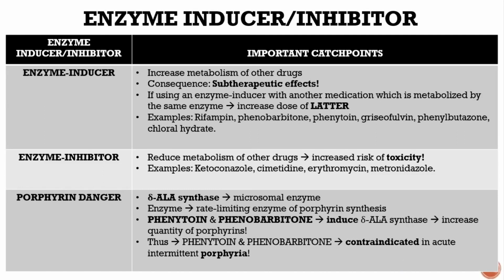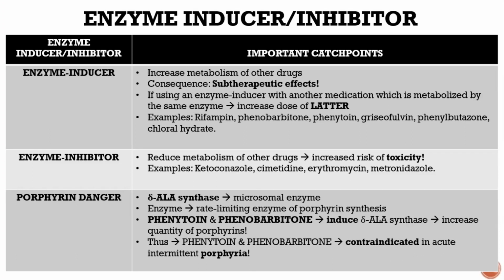So the examples of enzyme inducers are rifampin, which is an anti-tubercular agent, phenobarbital, which is a sedative hypnotic and also used as an anti-epileptic agent, phenytoin is an anti-epileptic agent, griseofulvin is an antifungal agent, phenylbutazone is an NSAID, and chloral hydrate. So these are the medicines which induce enzymes. So if you are using other molecules with it, the other molecules' dose should be increased.